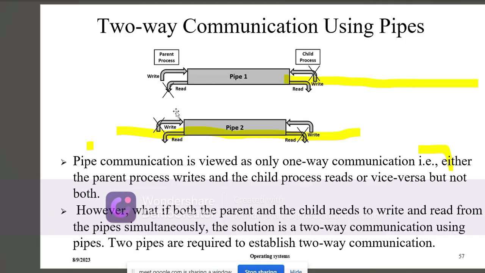Suppose the next pipe is pipe 2. At that time, the parent process is reading from one end, and the child process can write the content from the other end. This is two-way communication using a pipe.